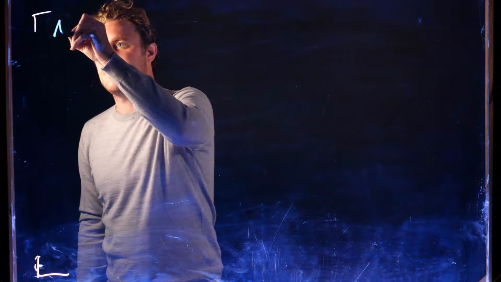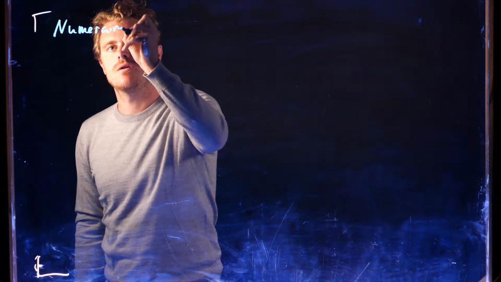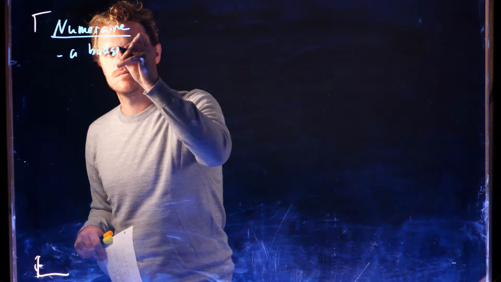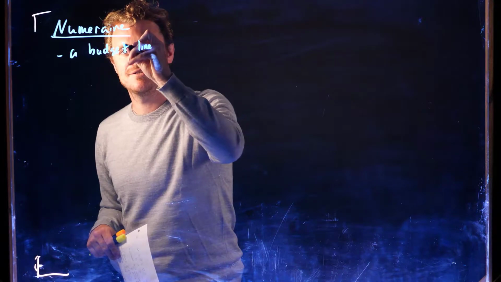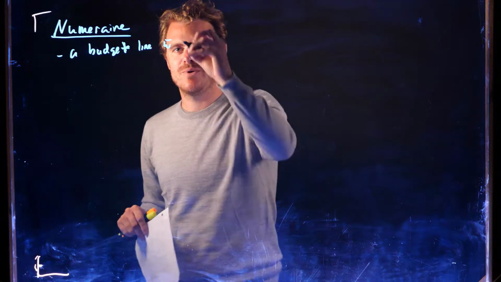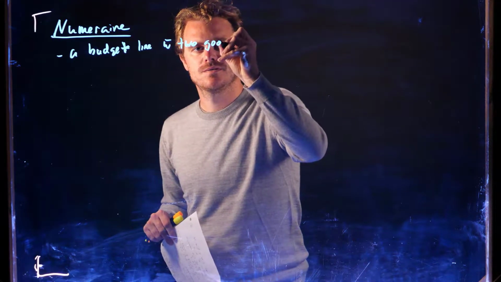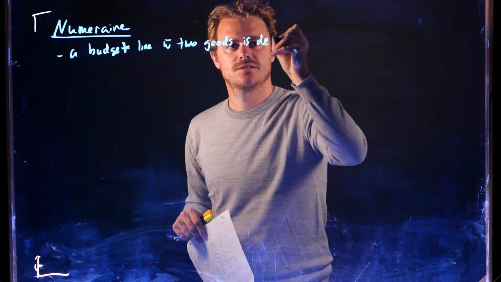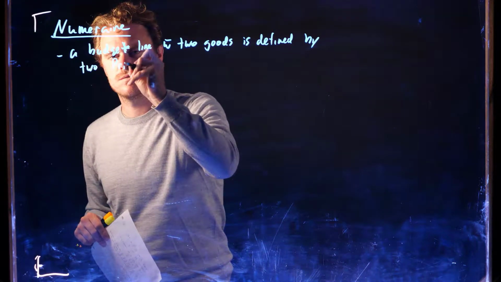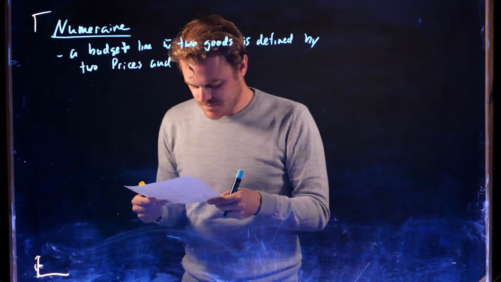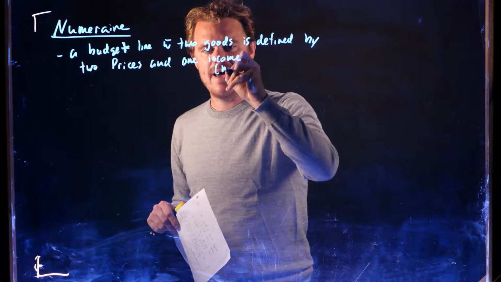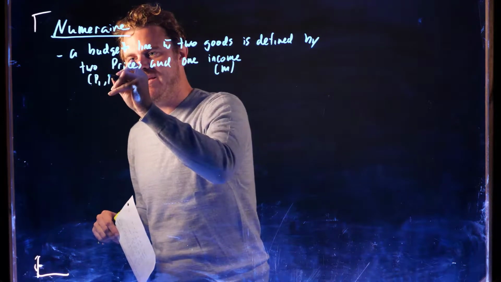So let's quickly talk about this concept of a numeraire. A budget line with two goods is defined by two prices and one income. We have M as our income and we have two prices, P1 and P2 are the two prices.